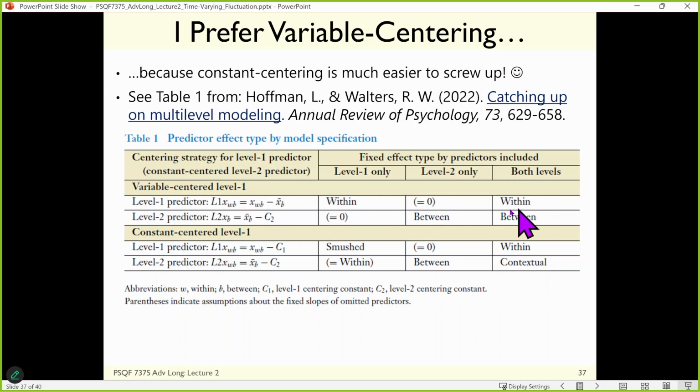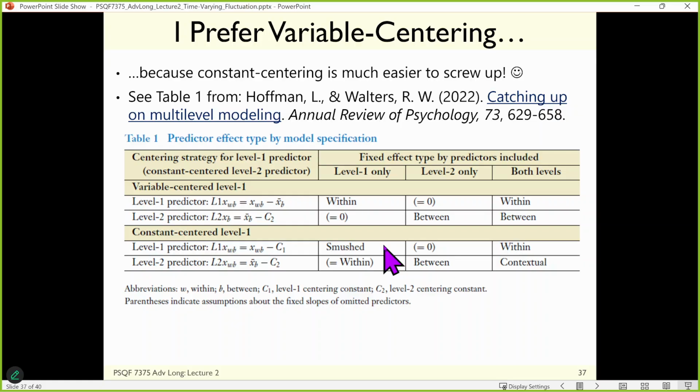So the first two rows here describe more succinctly than I can why I like doing it this way. If you put this version of the predictor in, the within-person version, or the purely level 1 version, you get the within effect. If you leave out level 2, you assume it's 0. If you do the opposite, if you only put in the person mean of x, then that's the between effect. And if you leave out the level 1 predictor, you're assuming it's 0. And if you put them both in, you get both at the same time. The end.